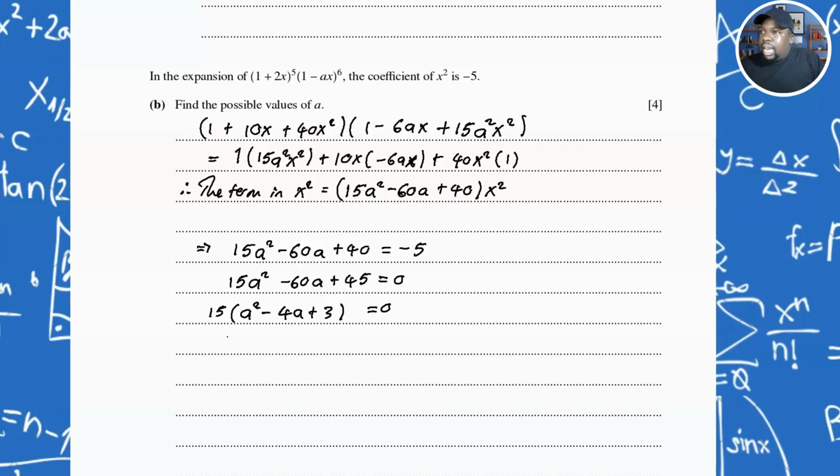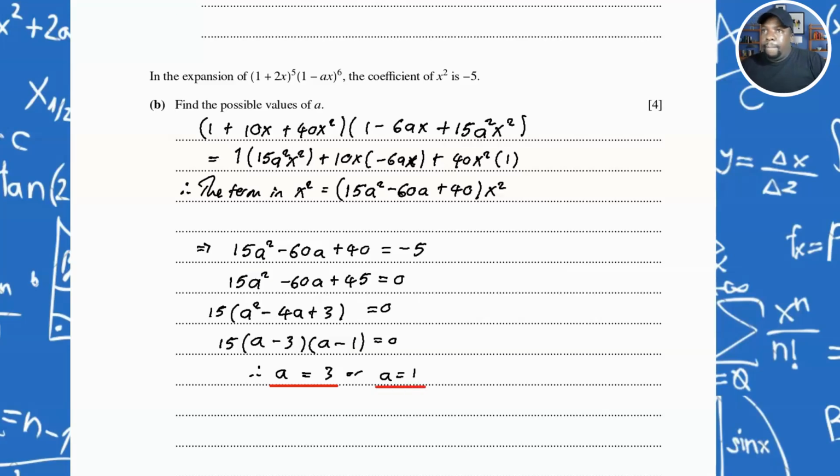All right. And with this, I will have the 15, and if we factorize this, this is a, and this is a, 3, 1, minus and minus. All right, which therefore means that a has values 3, or a has a value of 1. So these are the possible values of a right here. a can be 3, or a can be 1. So this is how we do it for this particular question right here.